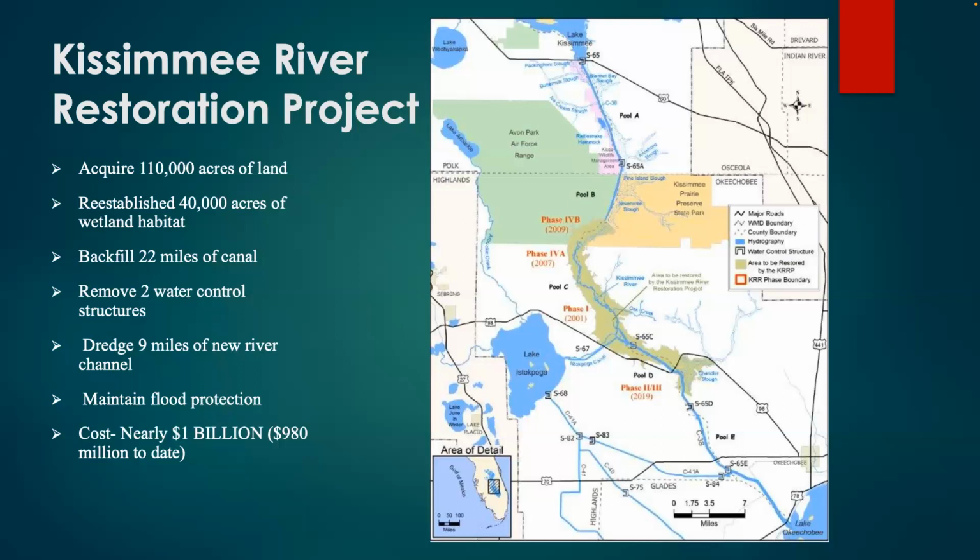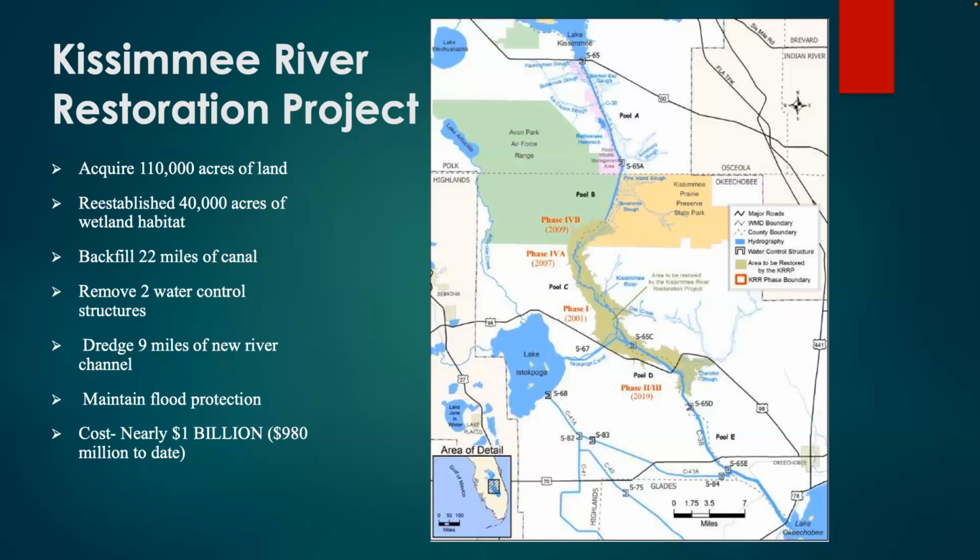There were 2 water control structures removed, 2 out of the 6 that were originally installed. So there's still 2 at the top and 2 at the bottom, and the 2 in the middle were removed. And that again is for flood control. We still have houses above and we still have houses below. So we still have to have flood control.